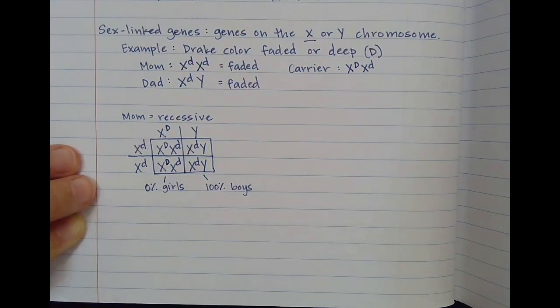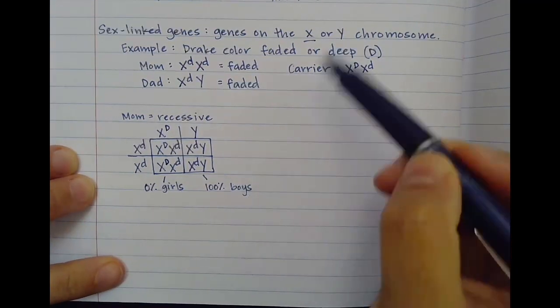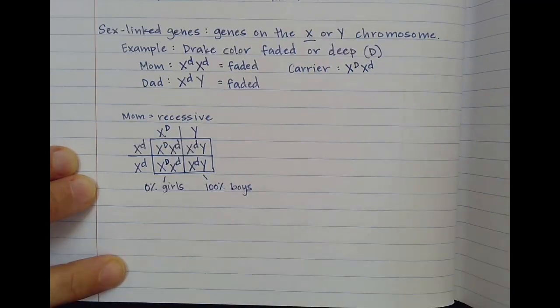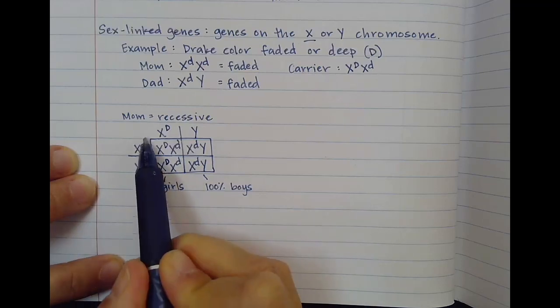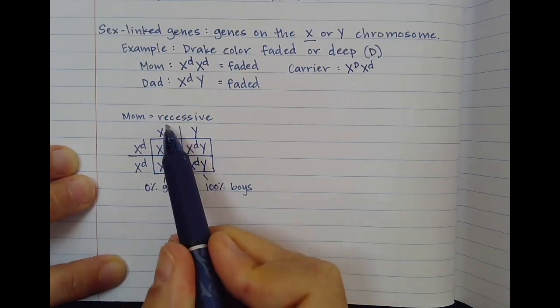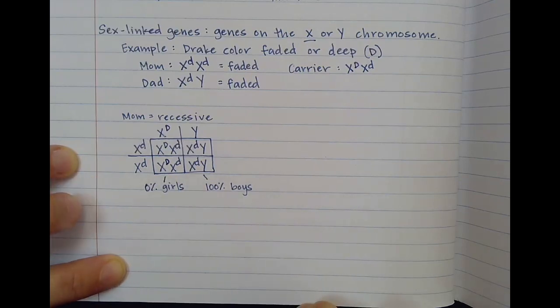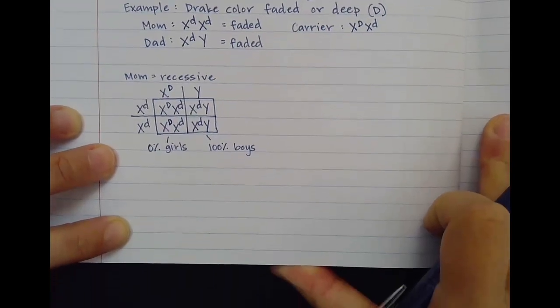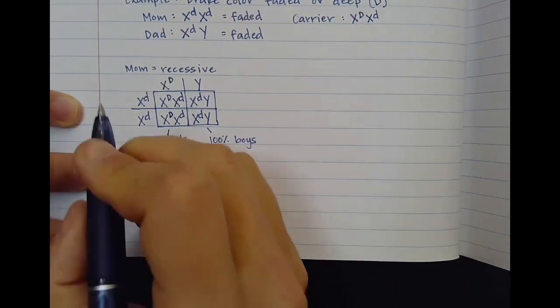And that's what we often see with sex-linked traits where they're on the X chromosome, is that it's going to be way more common in boys, because boys are going to be able to always get that from their mom, whereas girls, their dad can give them the dominant version, which covers it up. All of these are carriers. So let's see what happens when one of those girls has a baby.